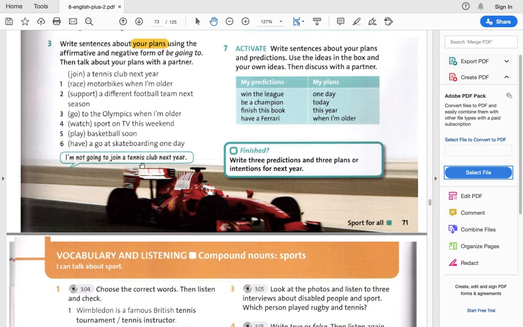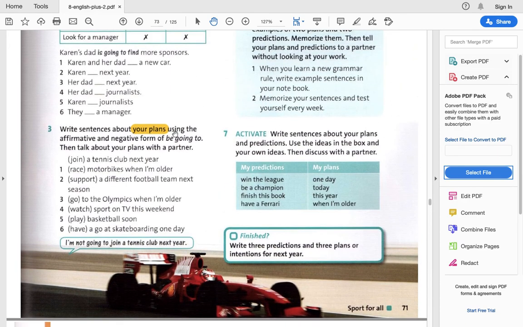Good. Exercise 3, you need to write sentences about your plans using the negative form of be going to. All right, you can write them down and just send them to me in WhatsApp or email as well. A tennis club next year, join. So it's about your plans. Are you really going to join a tennis club or not? If it's yes, you will write I'm going to join a tennis club next year. If it's not about you, you will say I'm not going to join a tennis club next year. Just like the example below.